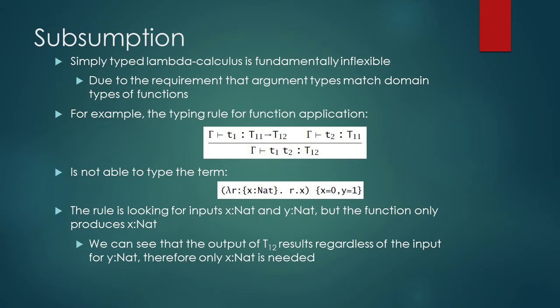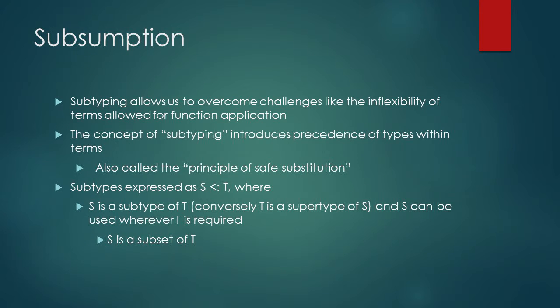But we can see that only one input is required because when the T1 was provided, we got the result of T12, which is what's in the denominator of that rule. So subtyping allows us to overcome that challenge by saying that one term is a subset of another. So in slide 4 here, we see the notation wherein S is a subtype of T, inversely, T is a supertype of S, and that means that S can be used safely whenever T is required.